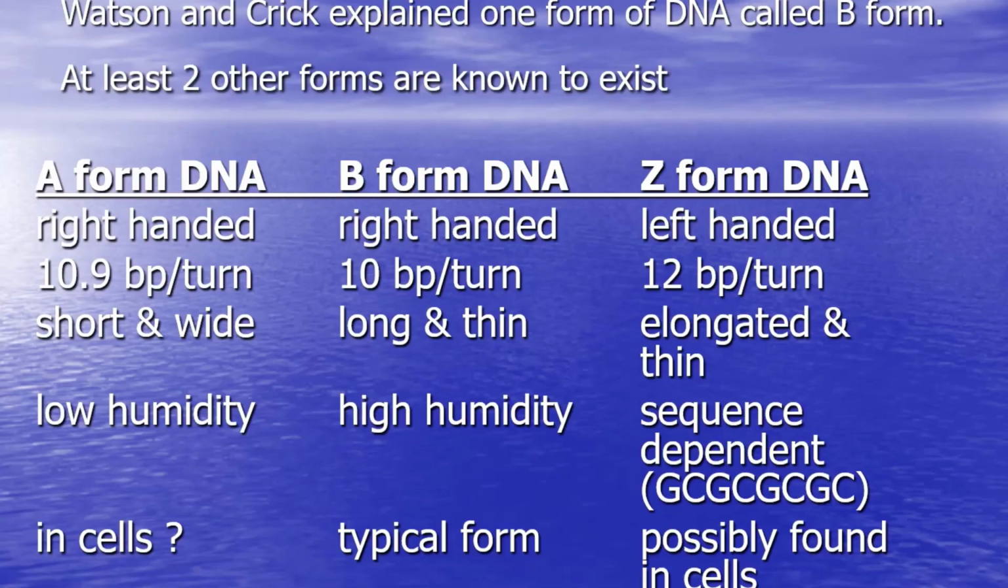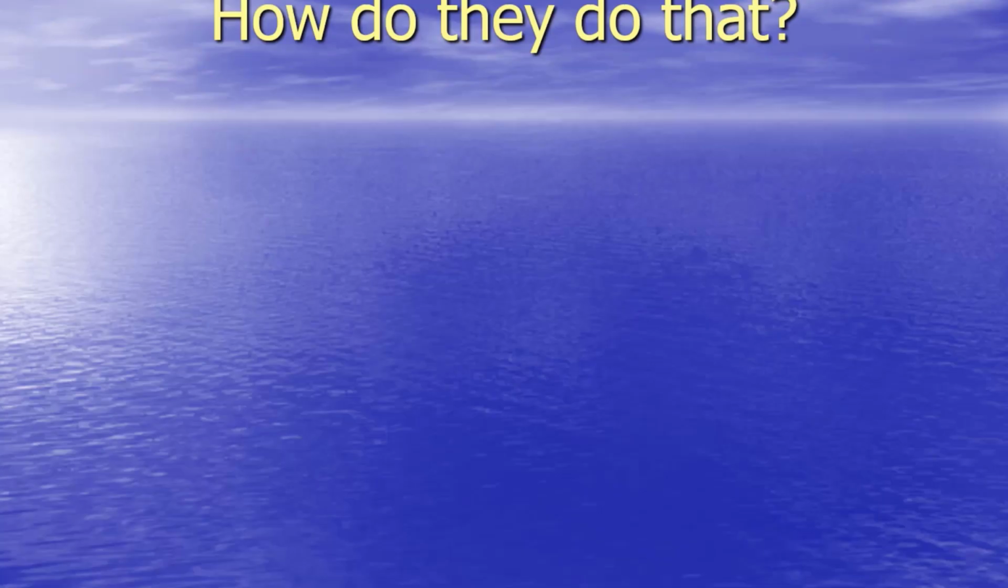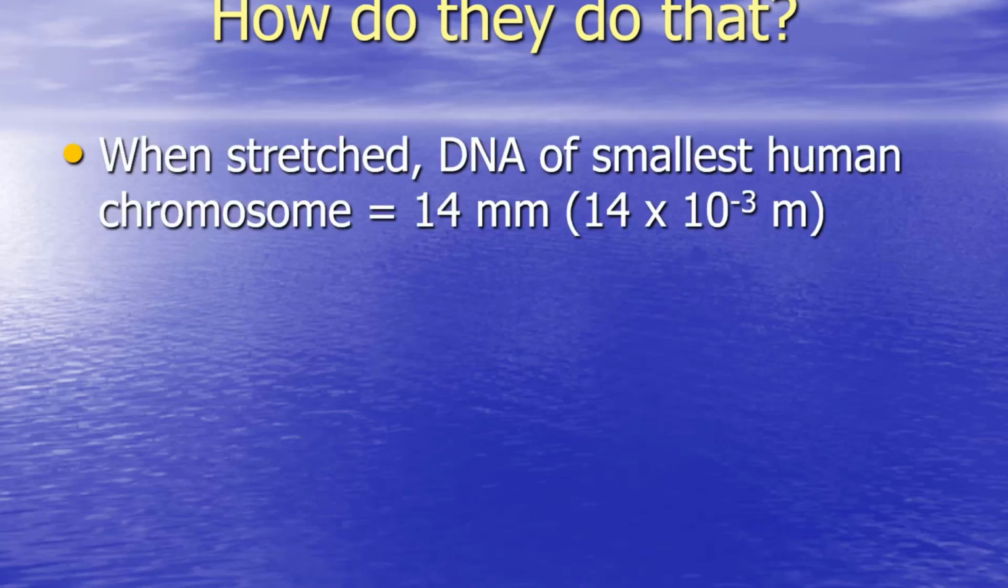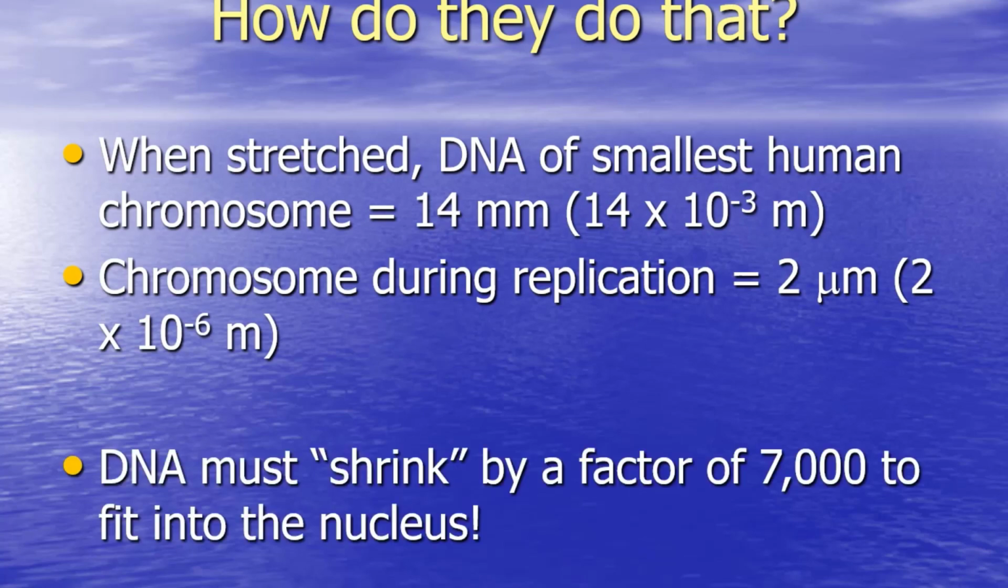Watson and Crick explained one form of DNA, called the B form. At least two other forms are known to exist. Other forms and the extension of DNA. When stretched out, the DNA of the smallest human chromosome is a 14-meter molecule, which must be copied during replication.